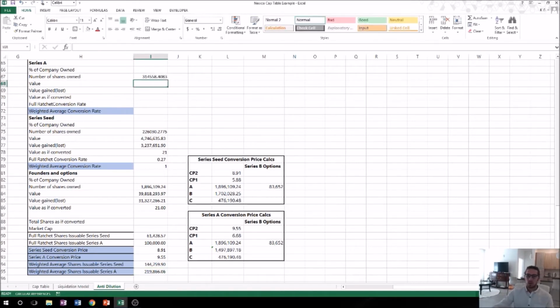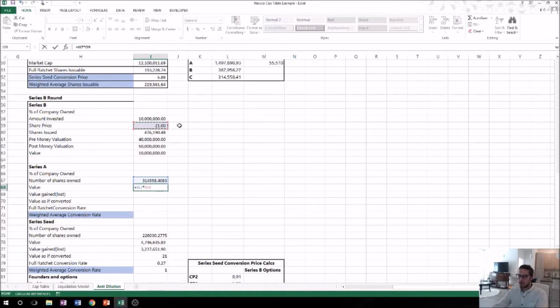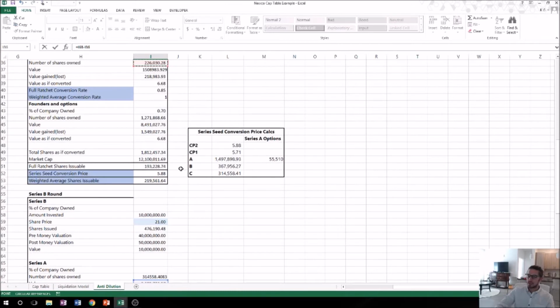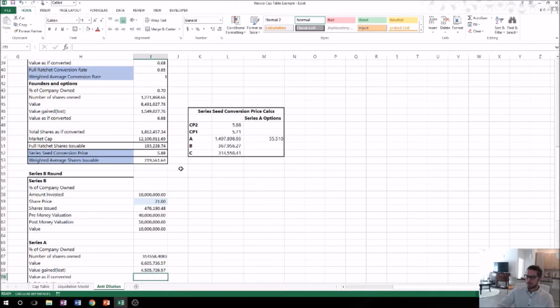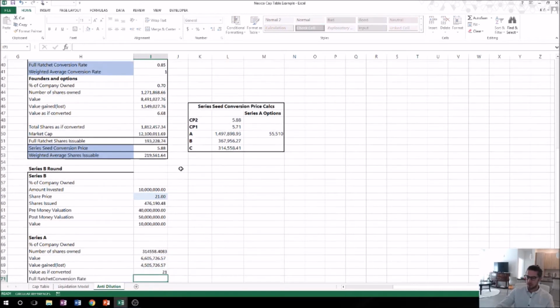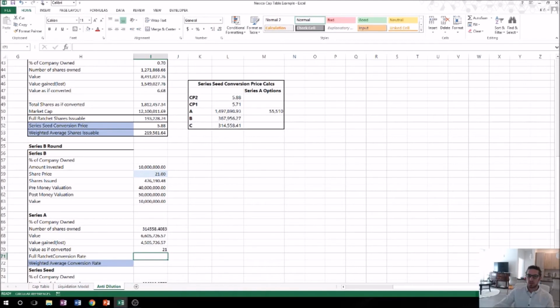There we go. Next, we're going to do value. So value is number of shares, that's your price, and value gained or lost, value minus value from above. Make sure you get in the right section here. Go to the Series A section. 2.1 million. Value is if converted. 21. Okay, and then the full ratchet conversion rate, done just like below in the Series Seed.